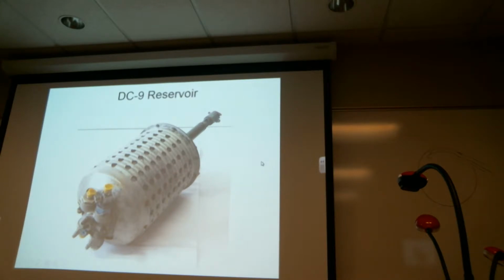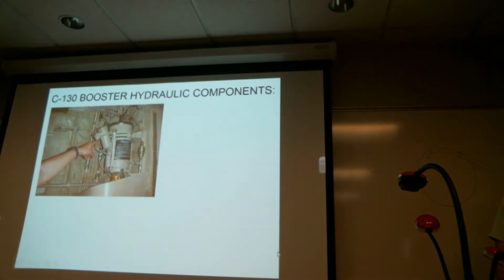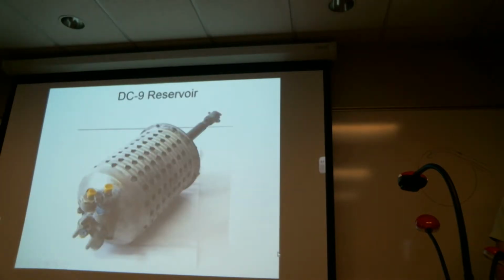This is a DC-9 reservoir. It's a bootstrap reservoir. The smaller of the two housings contains the piston that the fluid sees for the hydraulic system. That force is transmitted to a larger piston that makes fluid available to the hydraulic pump. Are the holes in the outside for cooling? Cooling, yeah, cooling and lightening it, yeah.